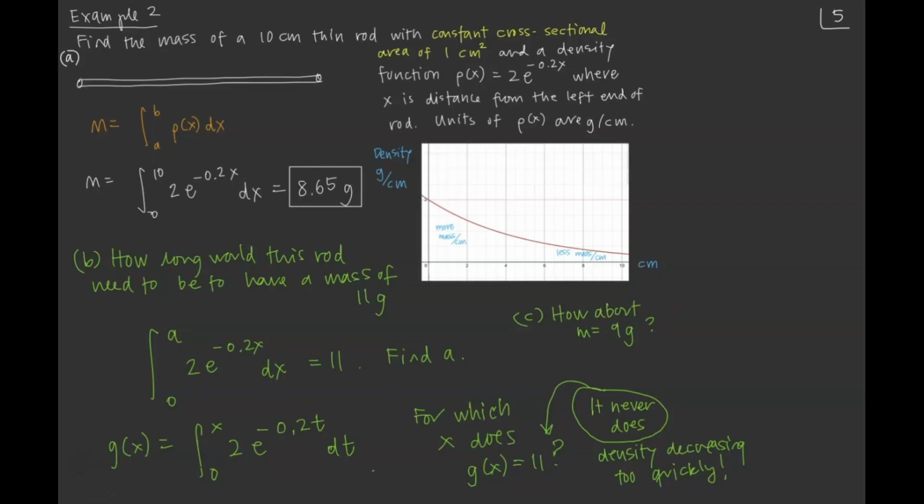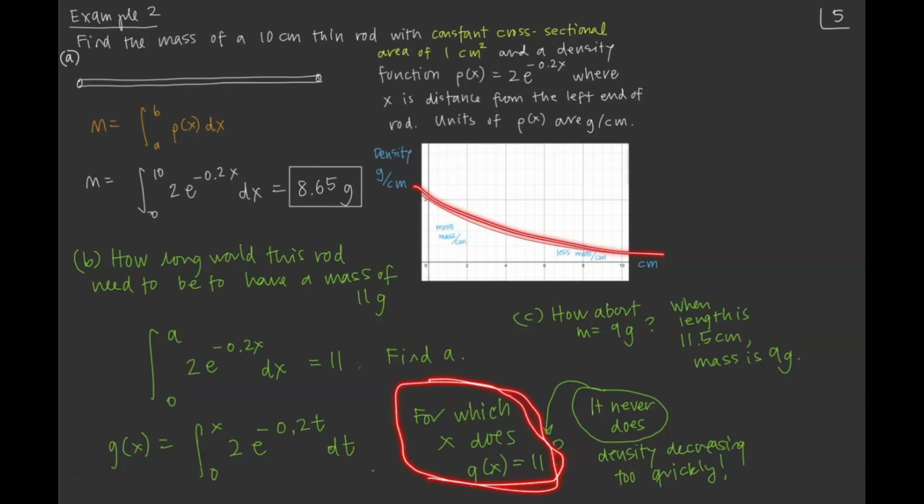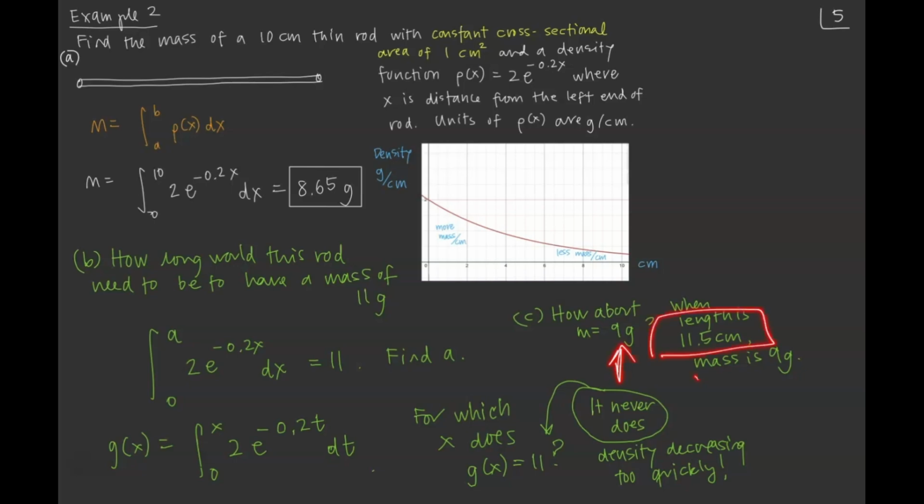When the length is, I think it was 11.5 centimeters, mass is 9 grams. Okay, so we've answered a few questions. We were given a setup and we wanted to know just what the mass was based on the density. Then we toyed around with the idea, well, what if I wanted a certain mass? Could I find the length of a rod with this density, what it would have to be? We found out that to get a mass of 11 grams will never happen. It's just the density goes down too quickly. But we were able to find out if we wanted a rod that was 9 grams, it would have to be 11.5 centimeters with this density.